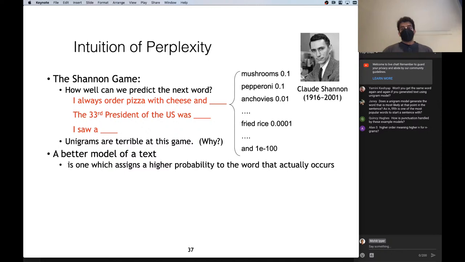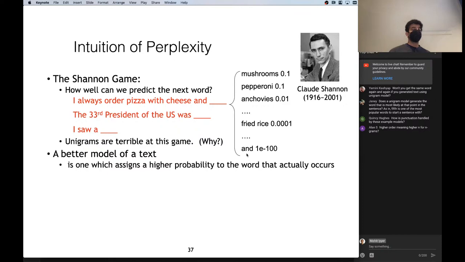All right, so let us get to the actual evaluation metric that we use, which is called perplexity. Given some held out test set, we're going to compute a score called the perplexity and use that to compare different language models that are trained on the same training data set. The intuition is, if we have a model that can predict the next word, as in "I always order pizza with cheese and blank," we want a model that can assign high probability to something that's actually plausible in this context, like mushrooms, pepperoni, anchovies, and low probability to things that are not, like fried rice, or the word "and," which doesn't make sense here at all.